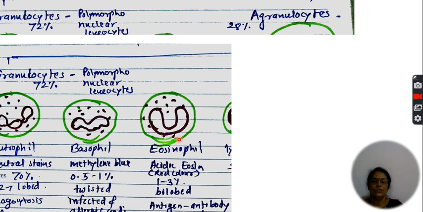Then the third one is the eosinophil. Here the acidic granules are present. Eosinophils stain with acidic stain, and eosin is the acidic stain, which is red colored. 1 to 3% of the white cells are eosinophils. The nucleus is bilobed, and especially their function is that the antigen-antibody complex gets destroyed.